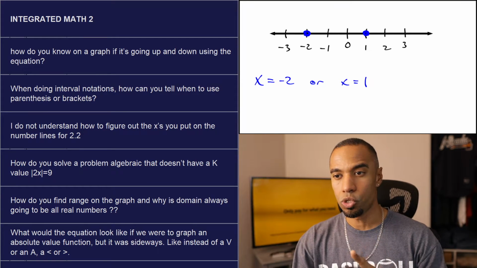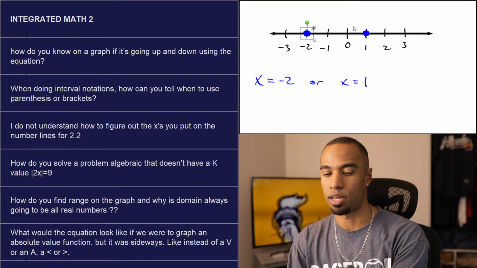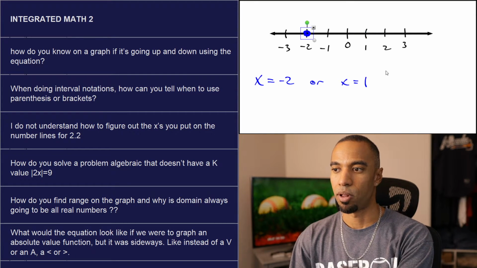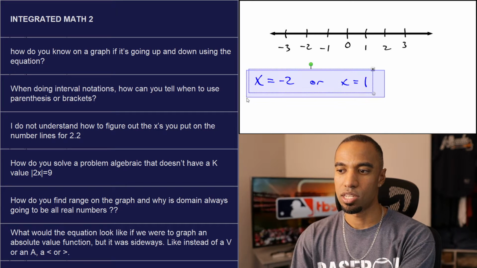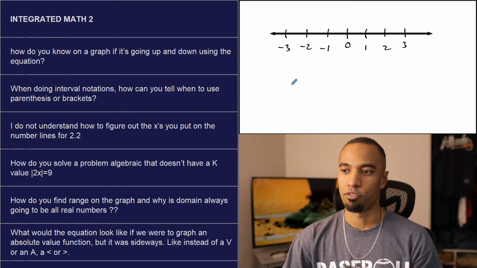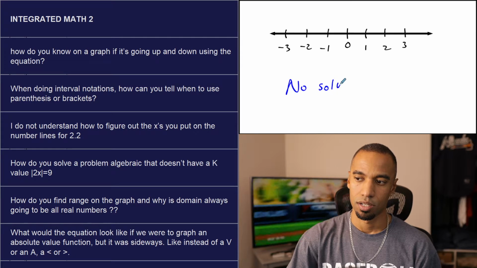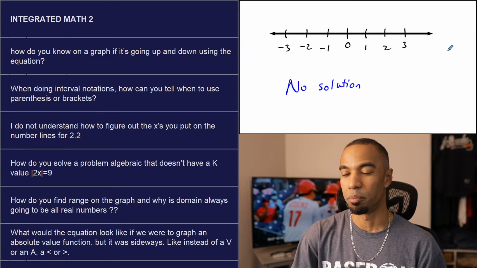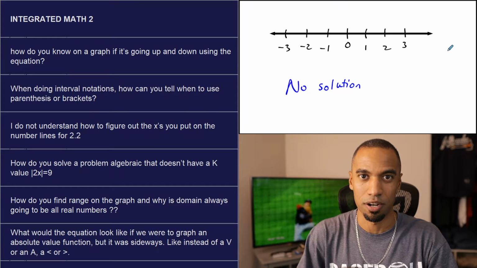If it's a no solution case, because we are running into some of those, how do you plot a no solution case? If the points indicate what solutions are, and if you have no solution, you don't plot anything. You just leave it blank. Because there are no solutions, you don't plot anything.